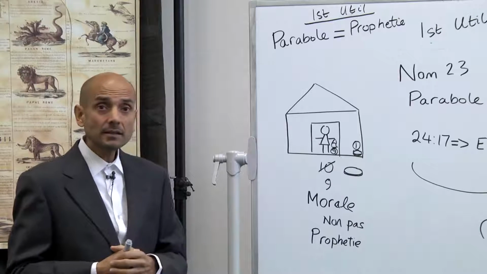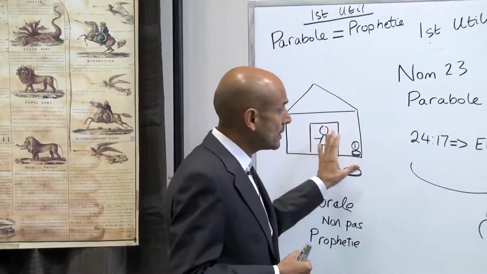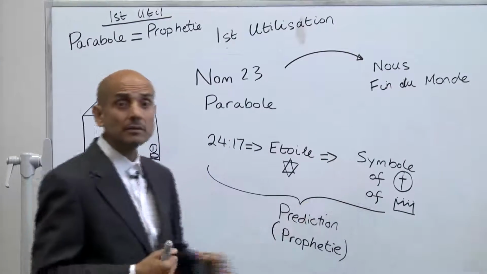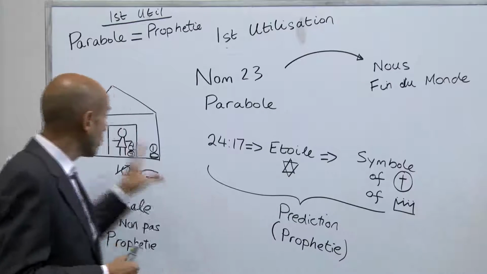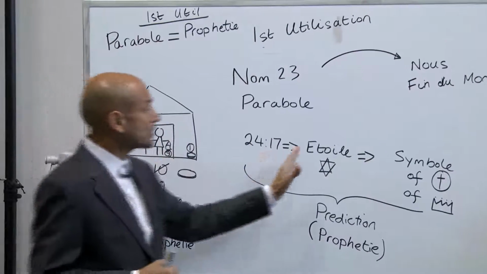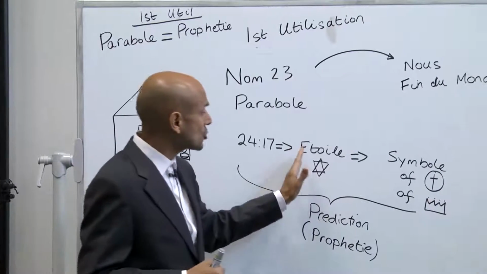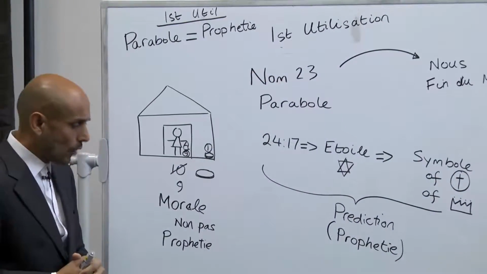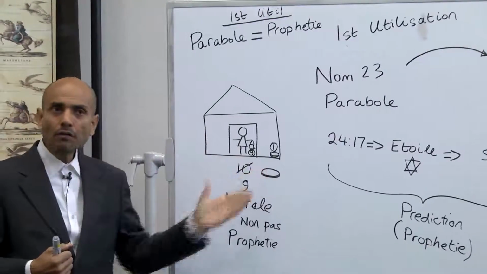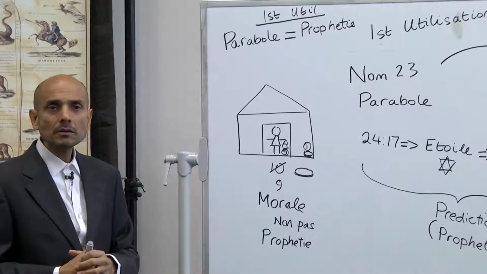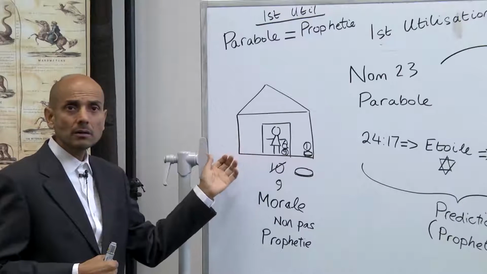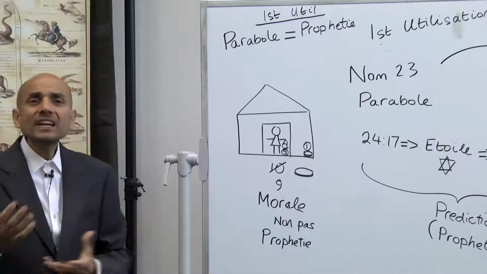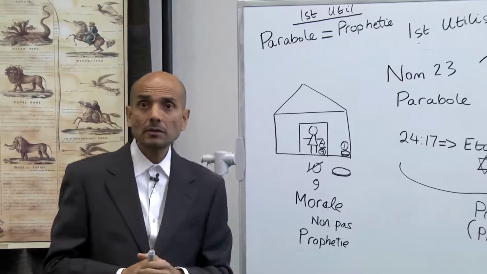So I want to suggest that all of this, as we saw here, is about symbology. So when you read words like star, we said star is a symbol of the Messiah. We want to understand what house is a symbol of, the woman, her coins, the fact that there's 10 of them. All of these have symbolic significance.